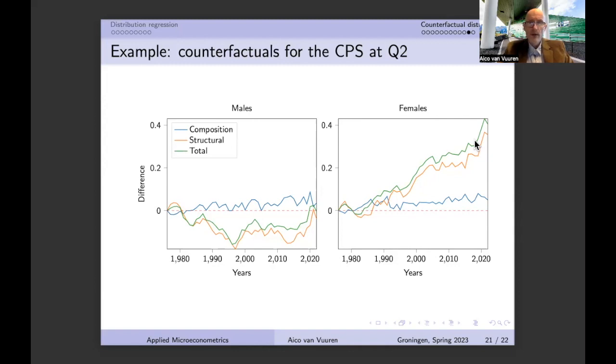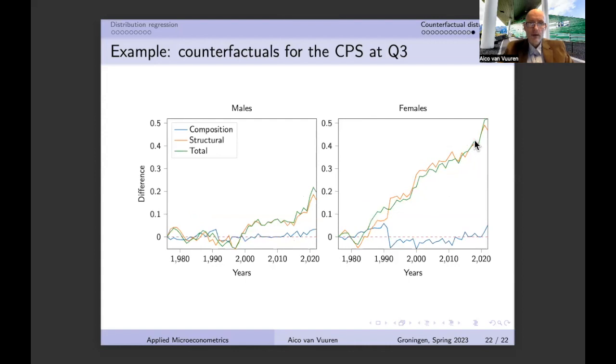Then finally we can look at the third quartile. If you look at the third quartile, then we see for males that even though not that much was going on here up till 2000, males over time have increased their wages quite substantially at the third quartile. This doesn't look very substantial, but that's because I used the same y-axis for men and women, and therefore this doesn't look like that much, but it's still 20%. 20% real wage increases over time is not nothing.